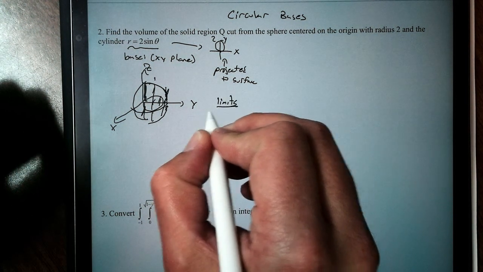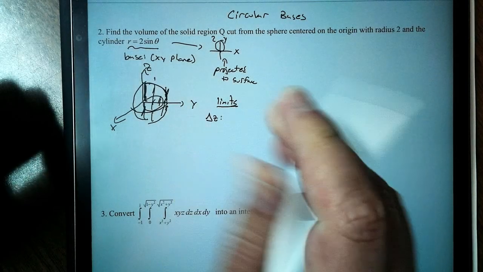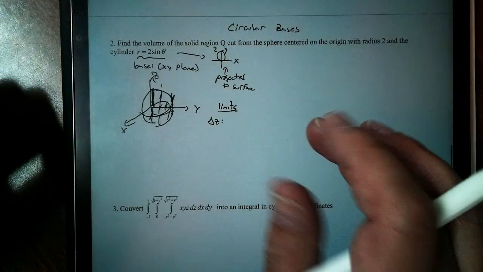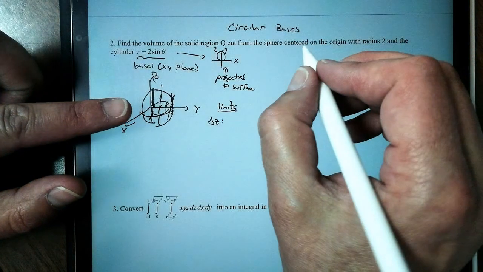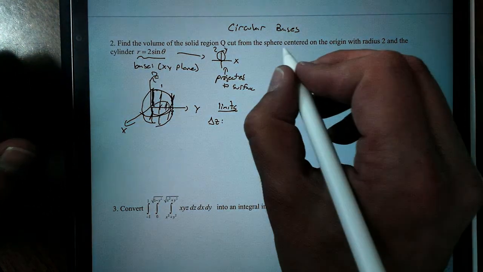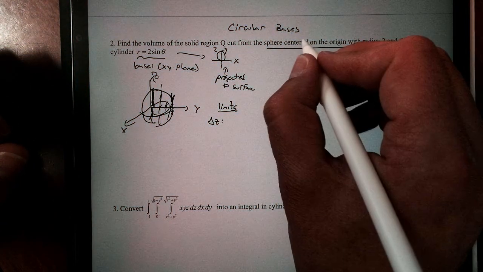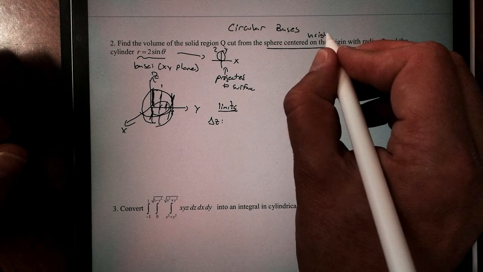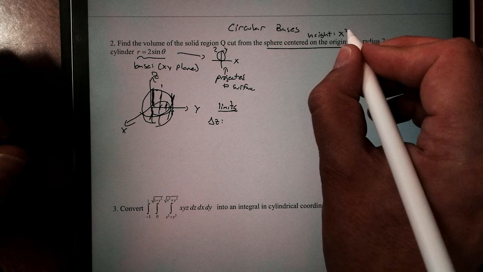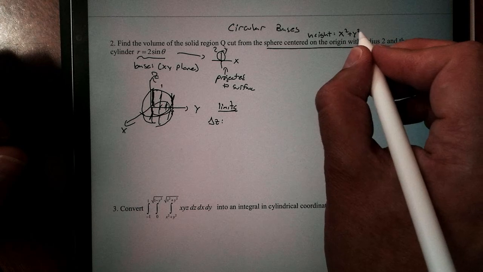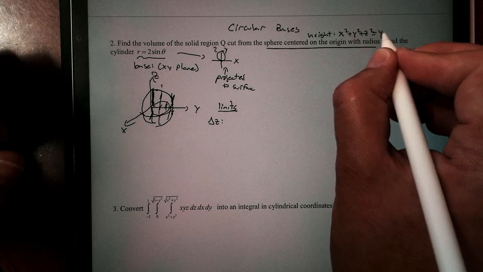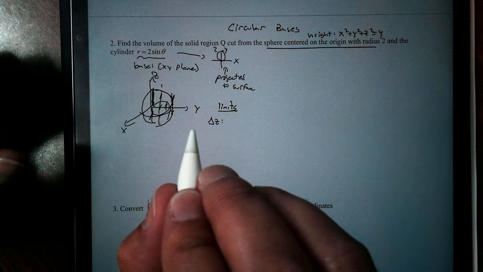Well, the first limit we're going to find is our change in z. The change in z deals with my sphere. This is going to give me my height. This is my height right here. And I can write this equation as x squared plus y squared plus z squared equals 4. Now I'll get the equation of my sphere.